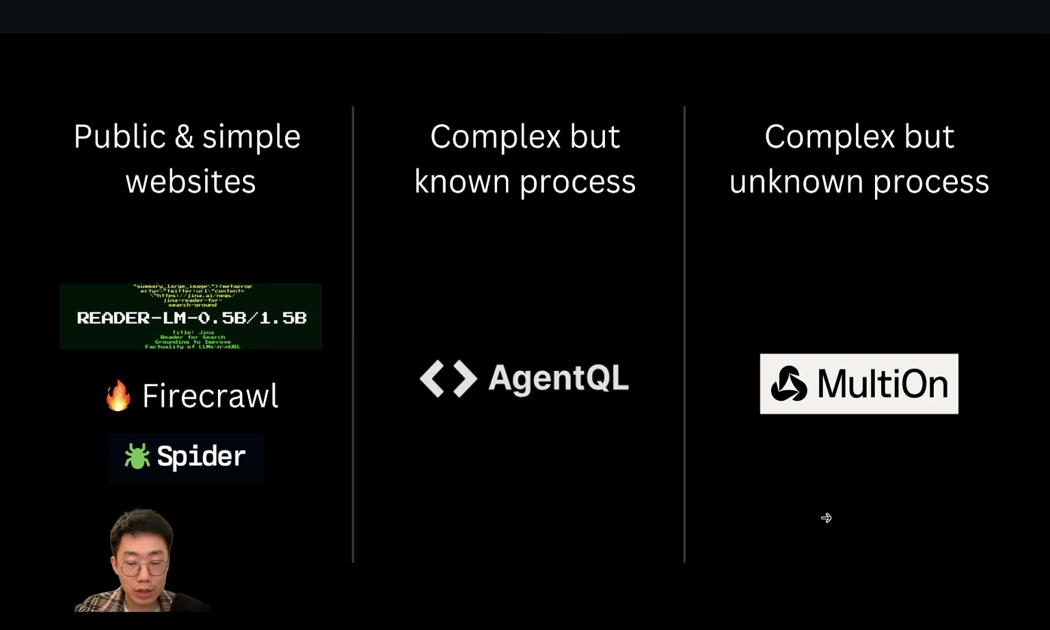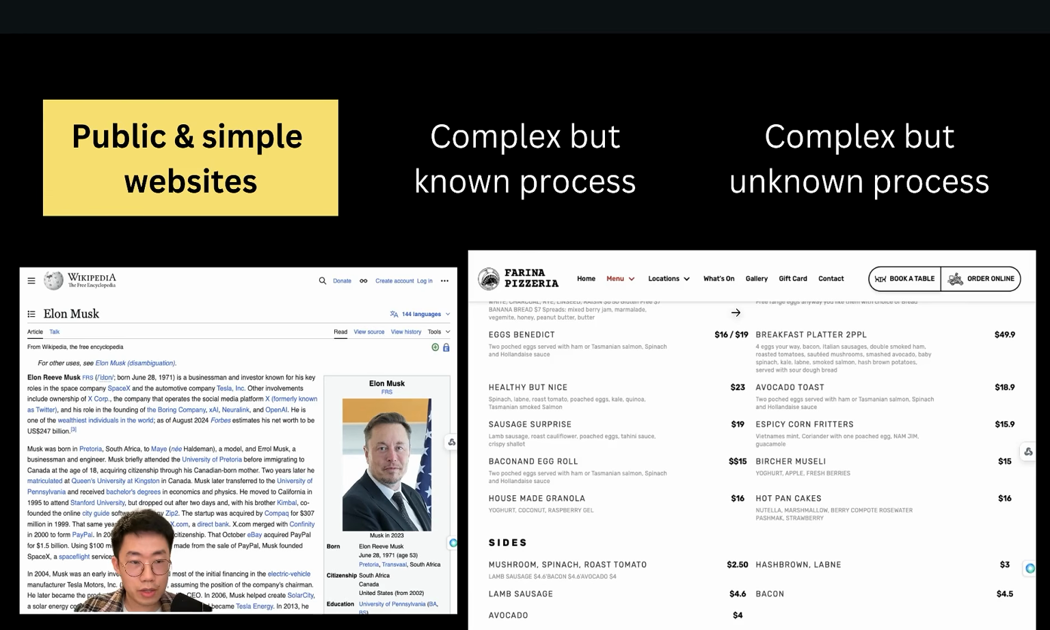I will break that down into 3 different buckets, from simple and public websites to some scraping workflows that require very complex web interactions. So first, let's talk about public and simple websites. Those are websites that are not gated by authentication or payment. Think of a Wikipedia page or different B2B company websites.